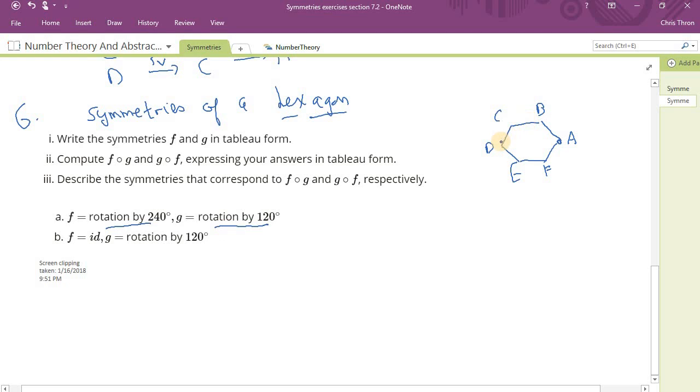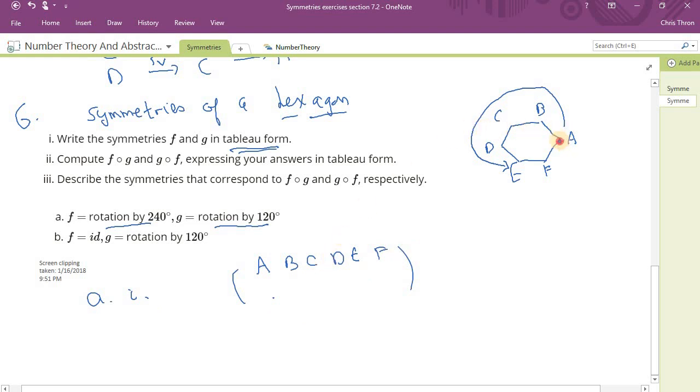90 takes A up here, 180 takes A here. 240 is going to take the A over to the E. Okay. Now here we're talking about tableau form. So if you look at the videos, you'll see what a tableau form is. It's kind of like ordered pair form, but you've stacked the pairs vertically. So if I'm going to do part A1, my tableau is going to have A, B, C, D, E, F in the top row. Now, on the bottom row, I want to say what position does A go to, what position does B go to, what position does C go to, D, E, F, etc.